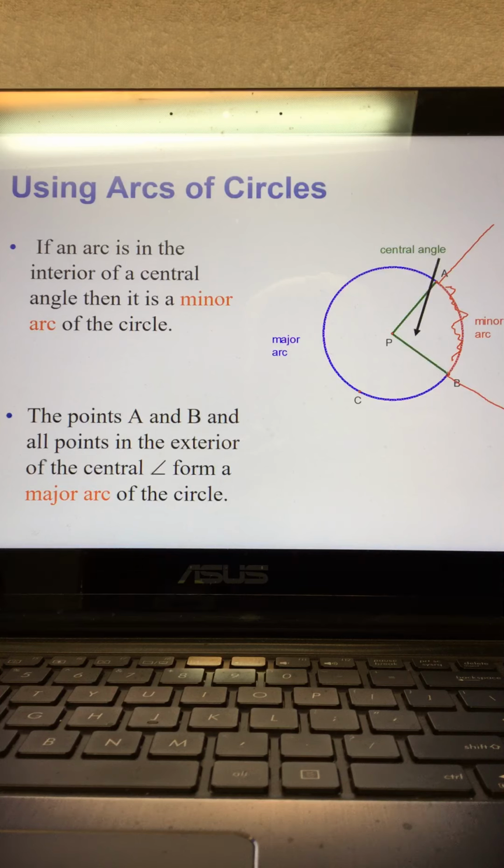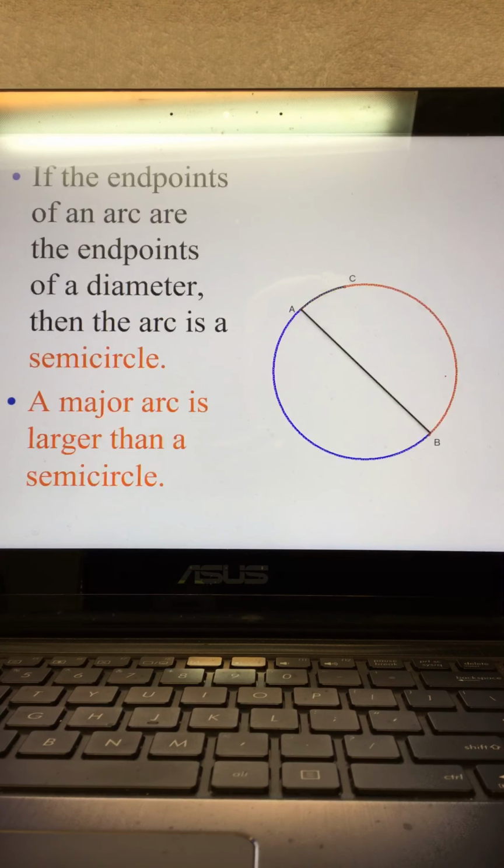Okay, now let's talk about the second part here. What is in blue? It says the points A to B and all of the points exterior to the central angle make up a major arc. If you're contained in the central angle, you're a minor arc. If you're on the outside of that central angle, you would be called a major arc.